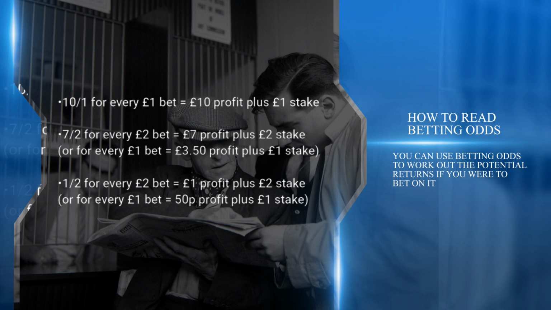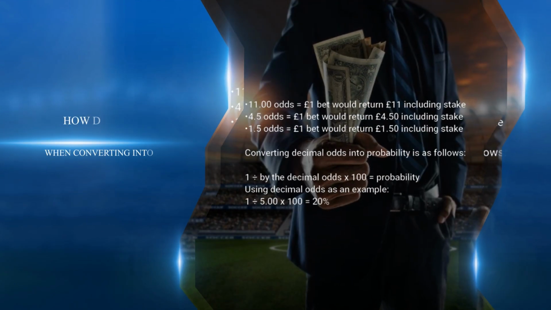Any odds in which the first number is bigger than the second are odds against, while any odds where the first number is smaller than the second number are odds on. Odds on events are considered more likely to happen than not by bookmakers, and vice versa for events that are odds against. How decimal odds work.